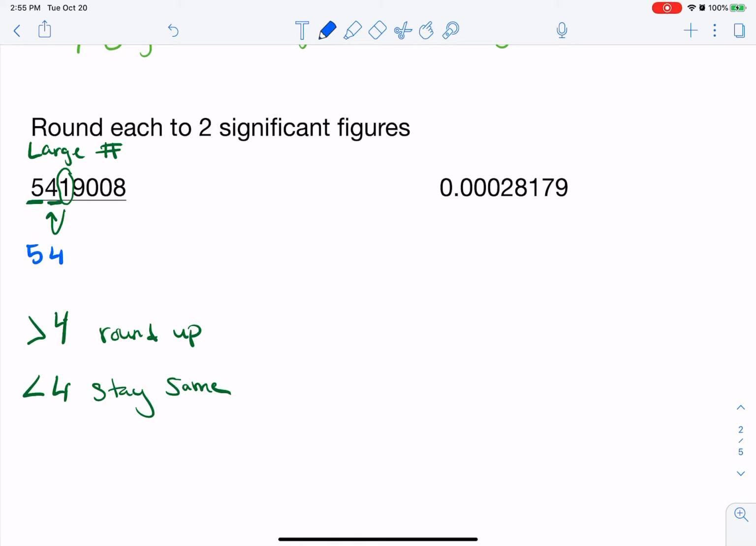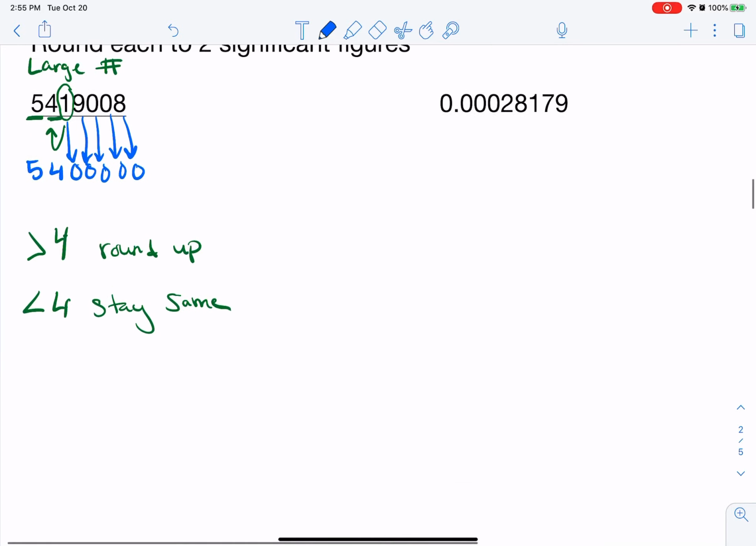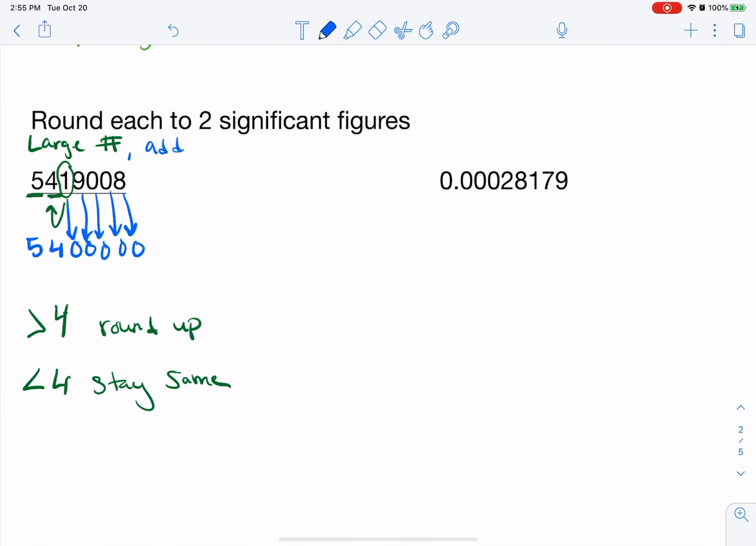But now we can't round. This is 5,419,008. We can't round that 5 million number to just 54 because that wouldn't make sense. So we need to add placeholder zeros here. So for this, I'm going to put my 0, 0, 0, 0, 0. So we need to add those placeholder zeros. So this would be my answer, 5,400,000. Okay. So for a large number, we add placeholder zeros to the right.